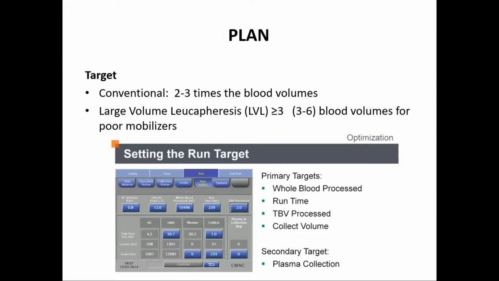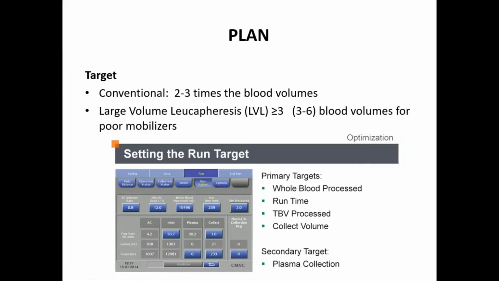When we set a target in a machine, most of my presentations are with respect to Optia, because that is what is most commonly followed in all the centers. For our primary target, we can choose any of these 4. It can be based on whole blood process, where you set your volume in terms of whole blood process, or you can fix your time, so you want the procedure to be completed in 4 hours or 6 hours. Or you can express it in terms of TBV process. That is the method we usually use.